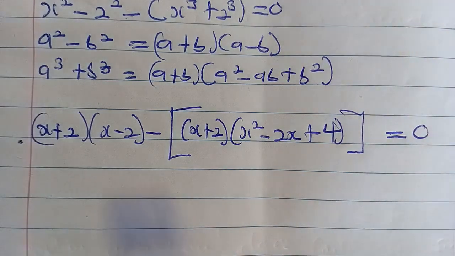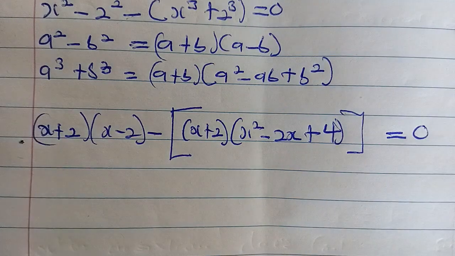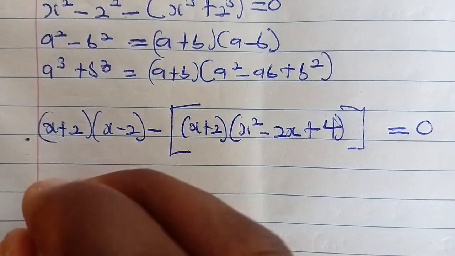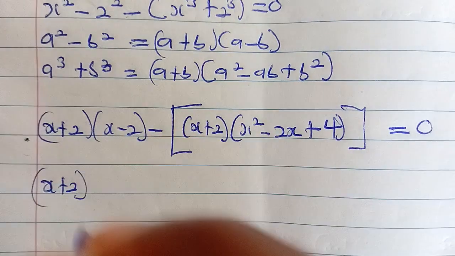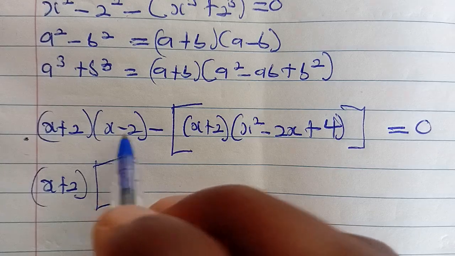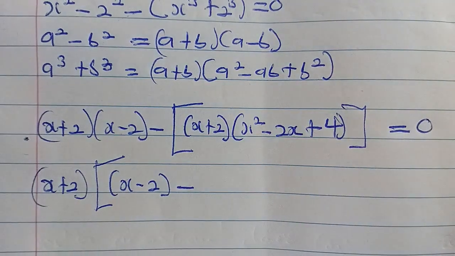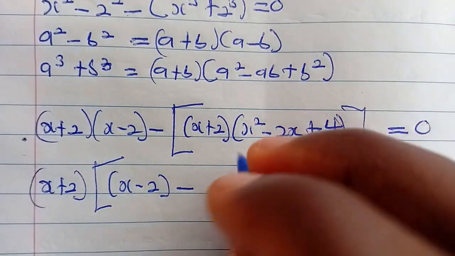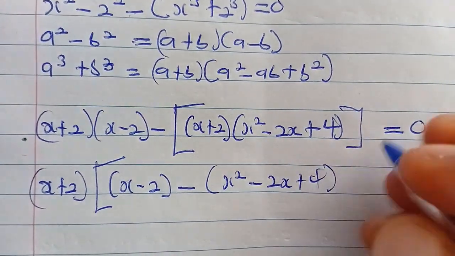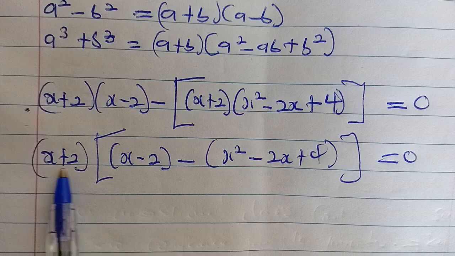So you can see you have s plus 2 here and you have s plus 2 here. So we can apply factorization. Since s plus 2 is common, you bring s plus 2 out. Now what you are left with here is s minus 2, so you have s minus 2 minus s squared minus 2s plus 4 is equal to 0. So this is the equation.